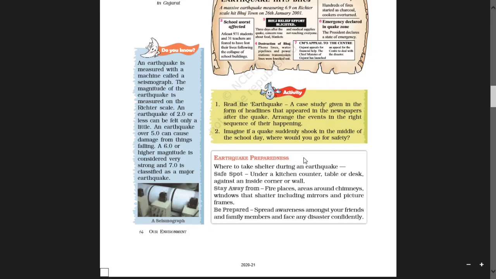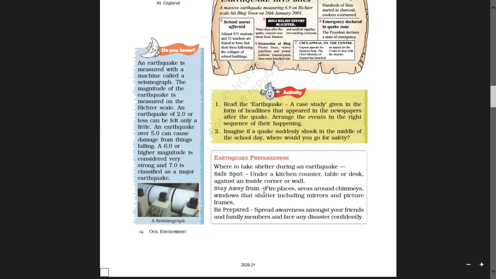Earthquake preparedness. What preparedness will you take? Let us see. As and when an earthquake happens, or before that, if there is any prediction of this earthquake, then what preparedness will you take? Where to take shelter during an earthquake? This is very important, boys. If an earthquake is occurring, where should I take shelter? Where should I sit or stand?